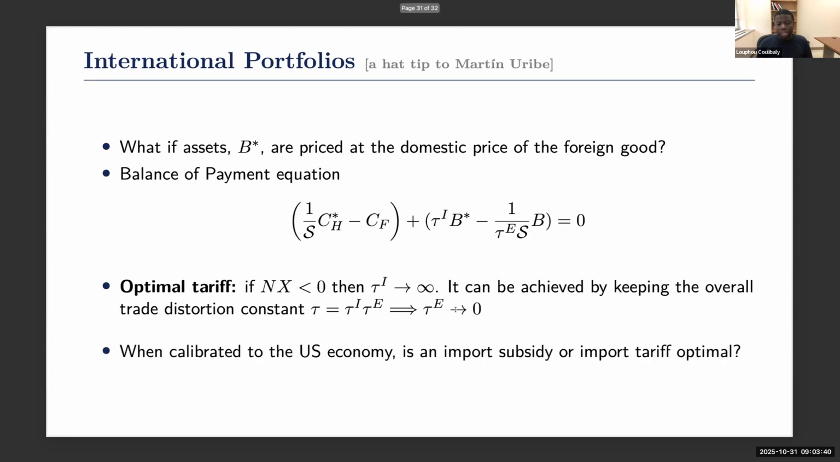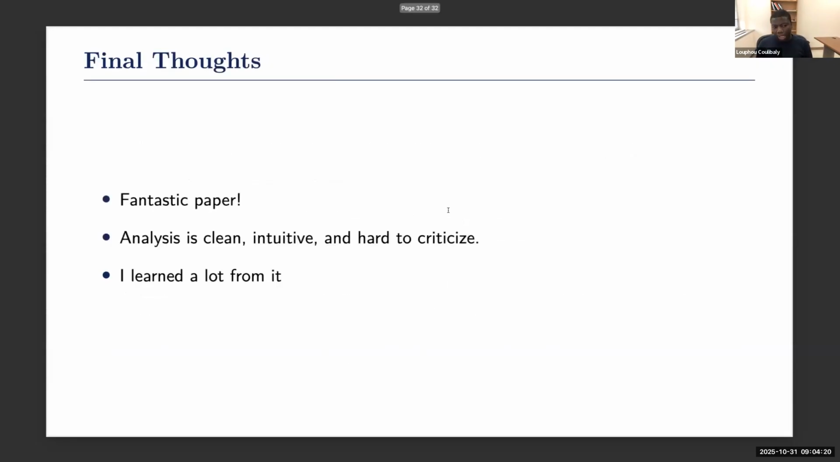And what I want to ask is what happens in the model if we calibrate the portfolio to what we observe for the US economy. Basically, what is the fraction of these assets that are priced in the domestic price of foreign goods instead of the foreign price? And what is the fraction that is also priced in the other currency? And how does that affect the result? Are we going to get an interior solution? Or is it still a corner solution where you always want to subsidize one and impose an unbounded tariff on the other one? So these are all my comments.